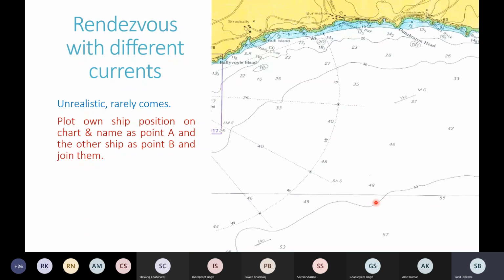Now first we have to plot the own ship position on the chart. So let's assume this is where our position is. Let's name it as A. We have to plot the target ship position. Let's assume the target is here and we name it as point B and we join them with a line. This is exactly similar to what we had done earlier.